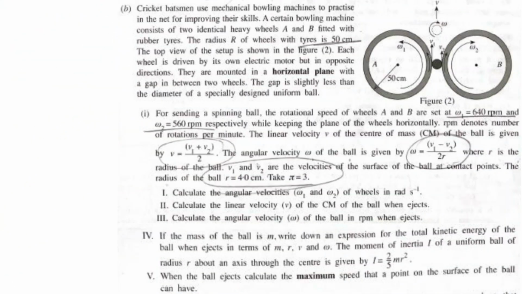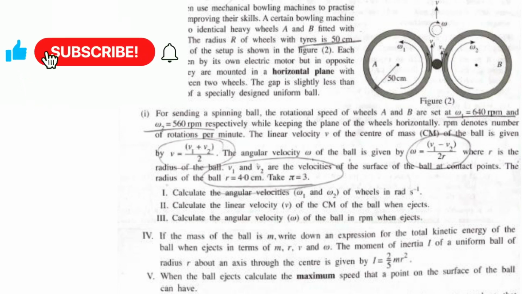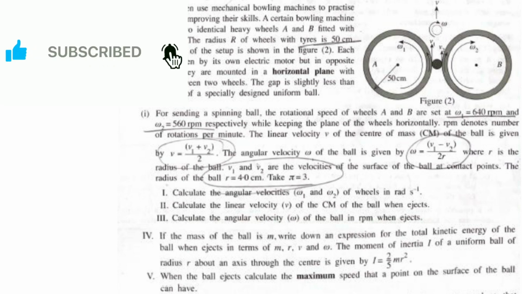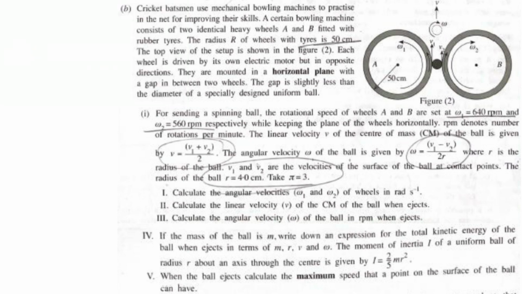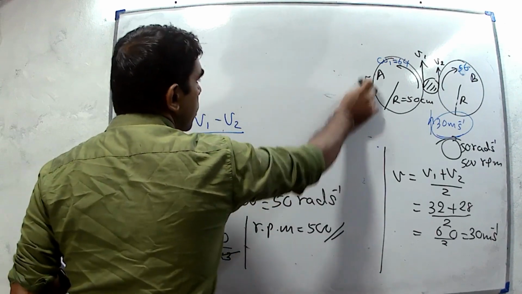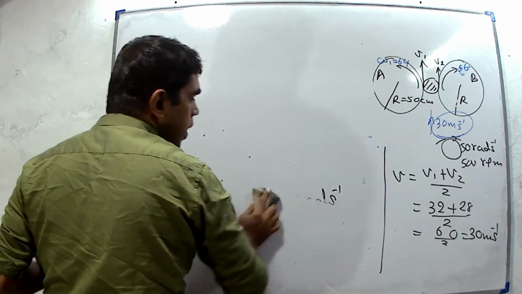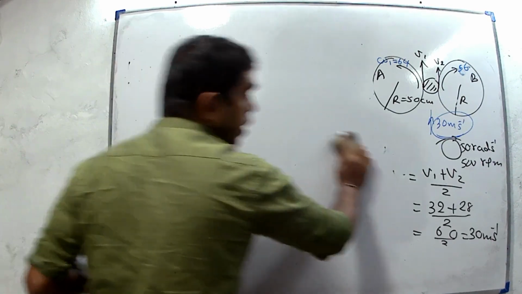RPM 500. Now part 4. If the mass of the ball is m, write down an expression for the total kinetic energy of the ball when ejected in terms of m, r, v, omega. The moment of inertia I of the uniform ball of radius r about an axis through the center is given by I equals 2/5 mr squared. We have to get total kinetic energy. Total kinetic energy means the sum of linear kinetic energy and rotational kinetic energy.